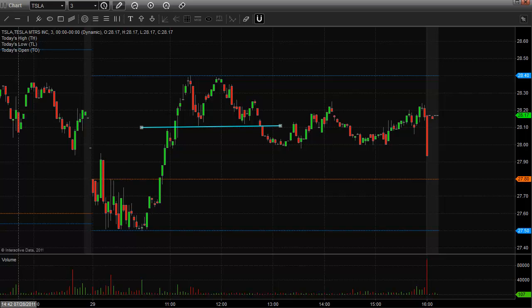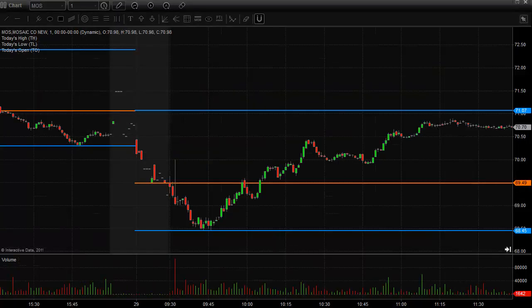Let's take a look at one more chart. This is a chart on Mosaic, a 1-minute chart, symbol MOS. You can see we have the open right here, and we have the low established here. It wasn't tested again this day, but you can see when it bounced up, we have resistance here at the open, and then support here because that area was broken. And then it just trended up the rest of the day.